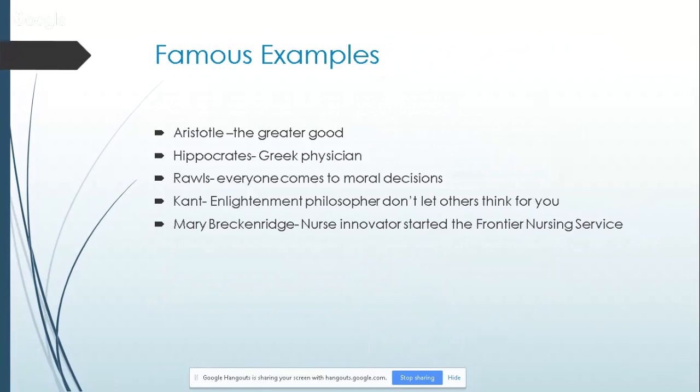Rawls, everybody comes to a moral decision. He was also a philosopher, and so was Kant, who was known for not letting others think for you, but thinking for yourself. And Mary Breckinridge, she was the founder of the Frontier Nursing Service to help those who were underserved, and not just the mothers who were having babies, even though she's known best for midwifery service, but also the whole entire family.